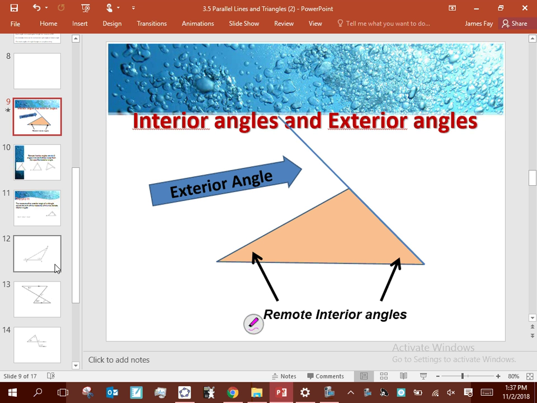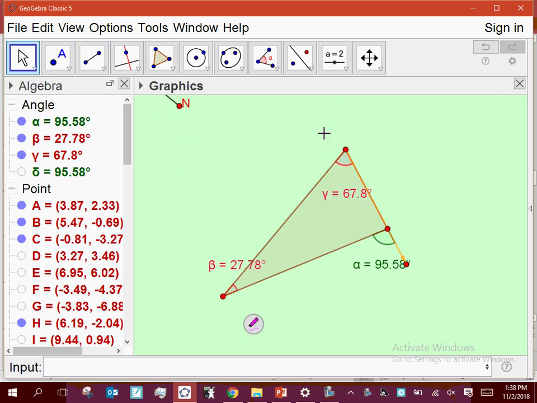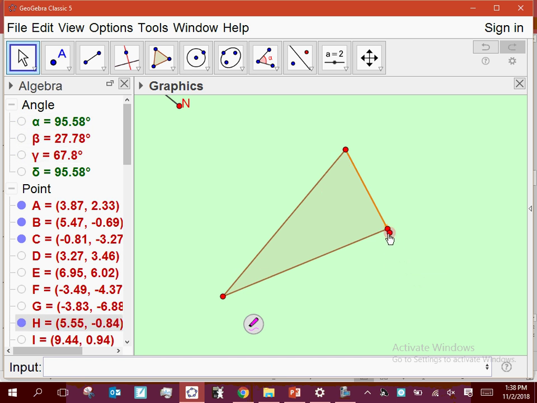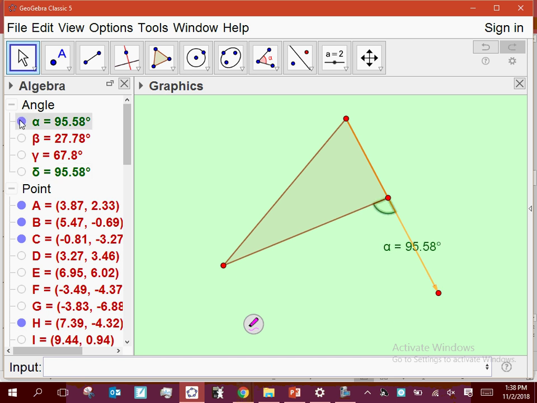When we talk about interior and exterior angles, an exterior angle, guys, is when we take a triangle and we take a side of that triangle and we continue to pass it through a vertex. So we extend that side of the triangle beyond that vertex. What we create out here is referred to as an exterior angle. Does that make sense?